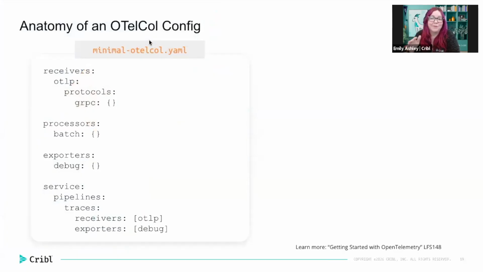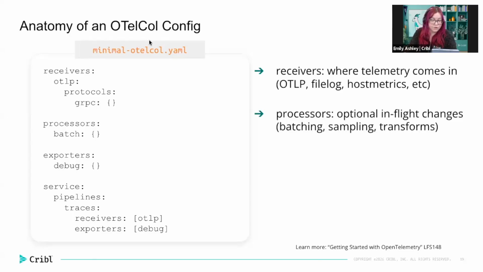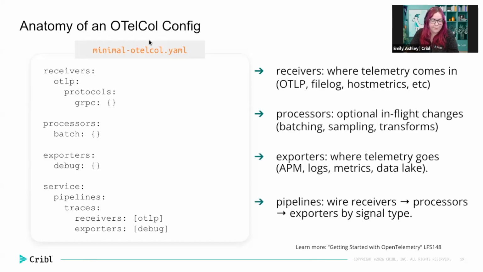Here's an example anatomy of an OTel collector config. It can receive OTLP from your instrumented apps, read from local log files or host metrics. It can do processing like batching, filtering, or attribute changes, just like I mentioned the batch processor in the SDK. It can export to multiple backends, and then the pipelines section will wire together the chain of receivers, processors, and exporters for each of your signal types.